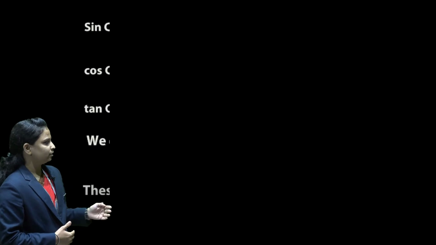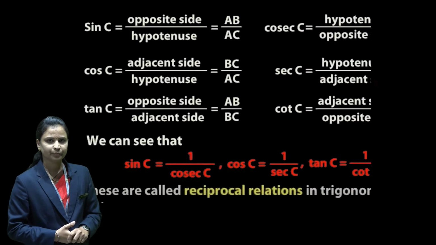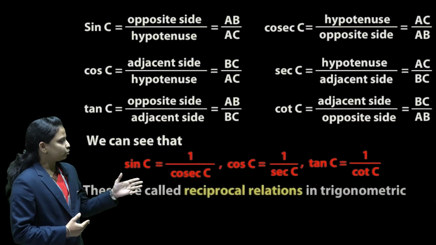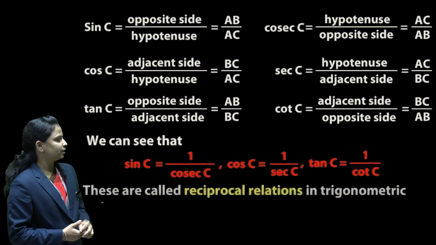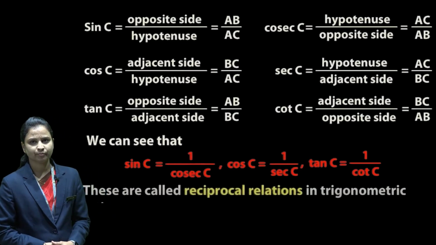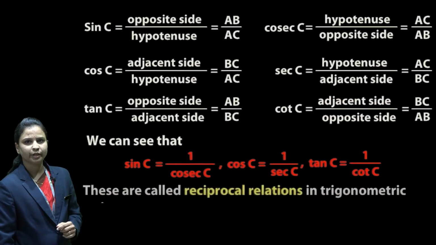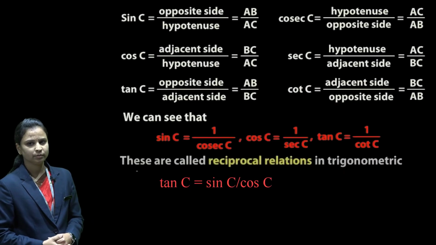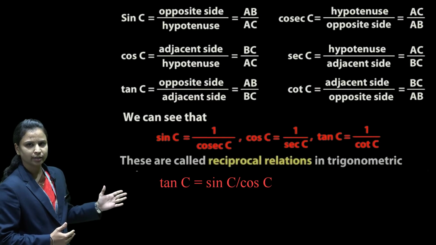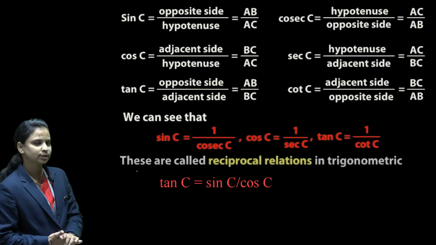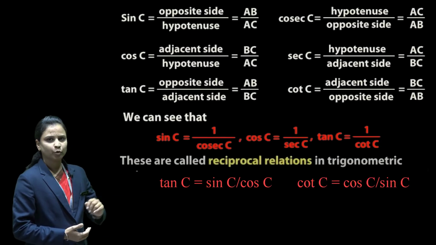Here we can see sin C is equal to 1 upon cosec C, cos C is equal to 1 upon sec C and tan C is equal to 1 upon cot C. These are called reciprocal relations of trigonometric ratios. Similarly, here we can see that tan C is equal to sin C upon cos C, and cot C is equal to cos C upon sin C.